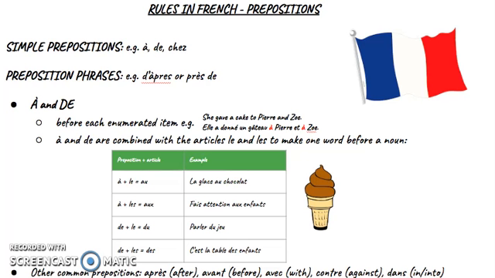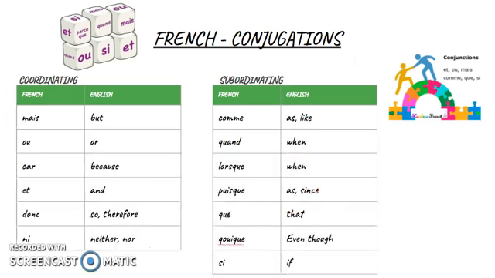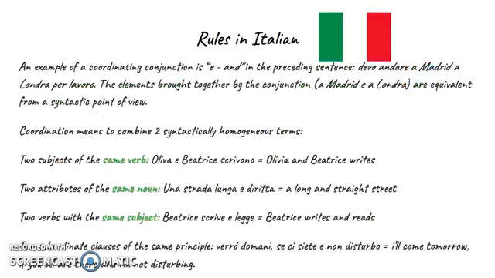À and de are combined with the articles le and les to make one word as shown in the table. When using a feminine word, la does not combine with the prepositions, so it becomes à la and de la. Other common prepositions in French can be seen at the bottom of the slide. There are 6 coordinating conjunctions in French as seen in the table, and there are only a few subordinating conjunctions. Subordinating conjunctions can be classified into different subgroups based on the relationship they express, such as cause, goal, comparison, opposition, and many more.